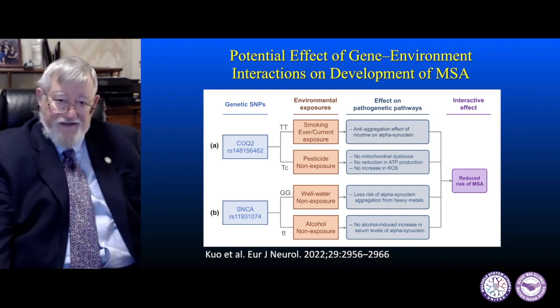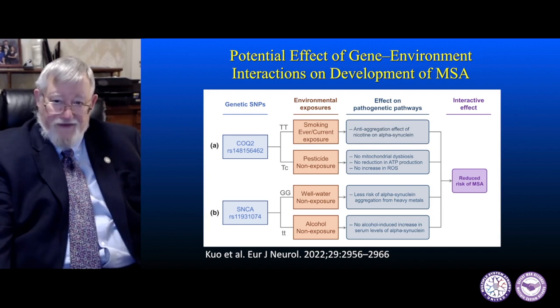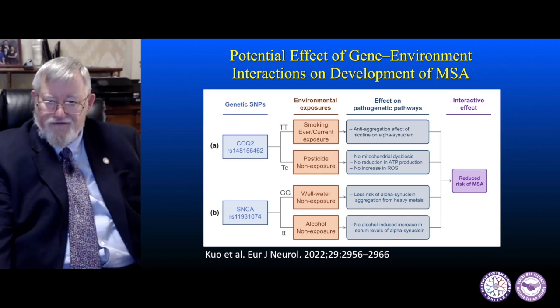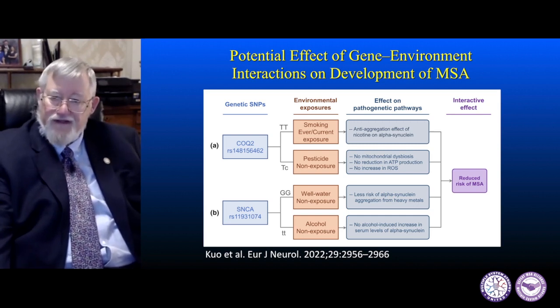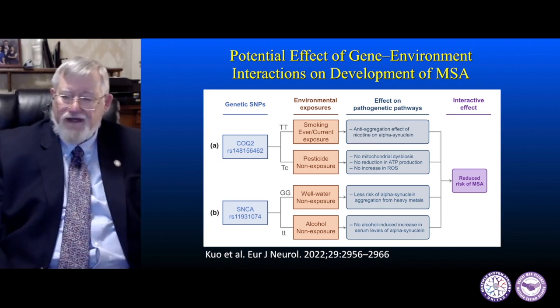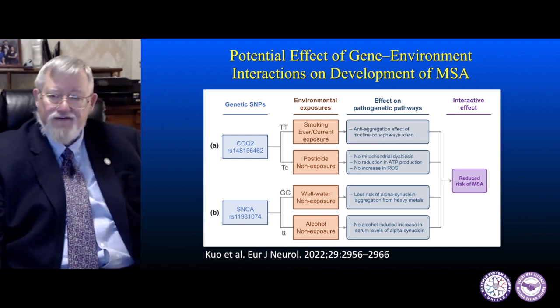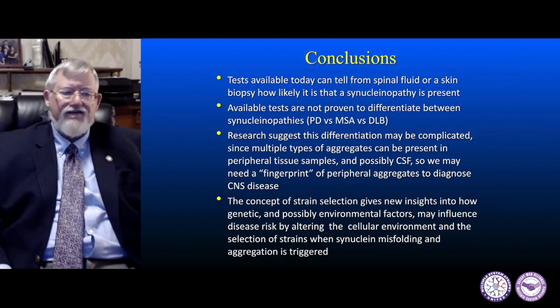And similarly, a different variation in the gene is related to alcohol exposure. And if you have this form and you have alcohol exposure, and we ignore the non and the no, the alcohol-induced increase in serum levels of alpha-synuclein may contribute to the potential of triggering a seed of alpha-synuclein aggregation and getting multiple system atrophy or some other alpha-synucleinopathy. So it all comes together.